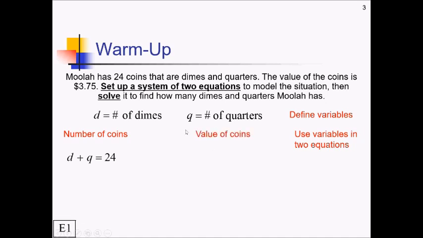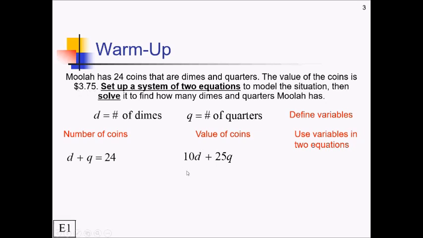So I know that if I take the value of all the dimes and add that to the value of all the quarters, that should add up to $3.75. So how can I talk about the value of all the dimes? Well, each dime is 10 cents and there's D of them. So 10 times D, 10D, that gives me the value of all the dimes. And then I can do the same thing with quarters, except that each of those is worth 25 cents. So I can write 25Q, and then I need to add these things together. And again, if I add up these two values, it should add up to $3.75.